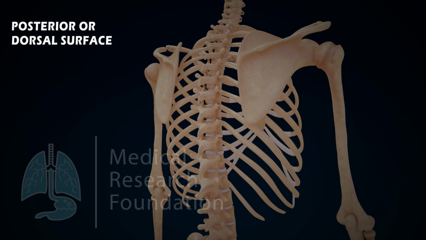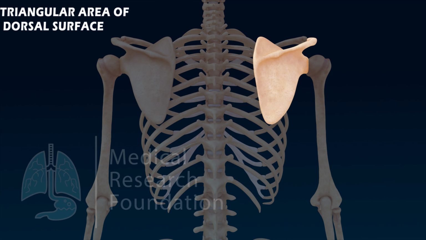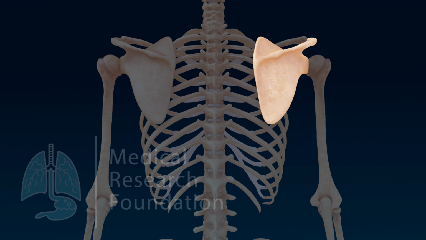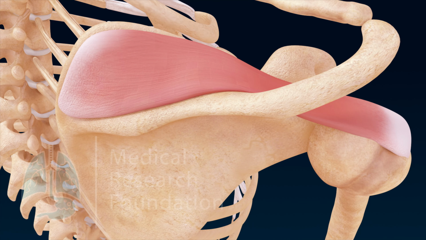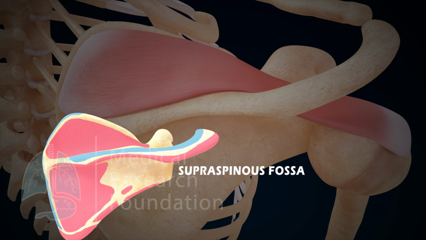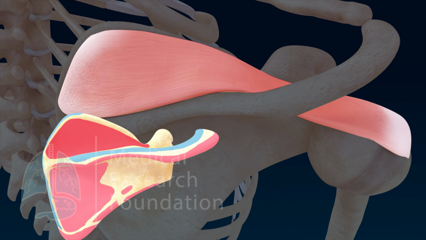Posterior or dorsal surface. The triangular area of the dorsal surface is divided into 2 fossae by a shelf-like projection called the spinous process. Below the spine, the larger triangular area is called infraspinous fossa, which gives attachment or origin to infraspinatus muscle. Above the spine, the smaller area is called supraspinous fossa.